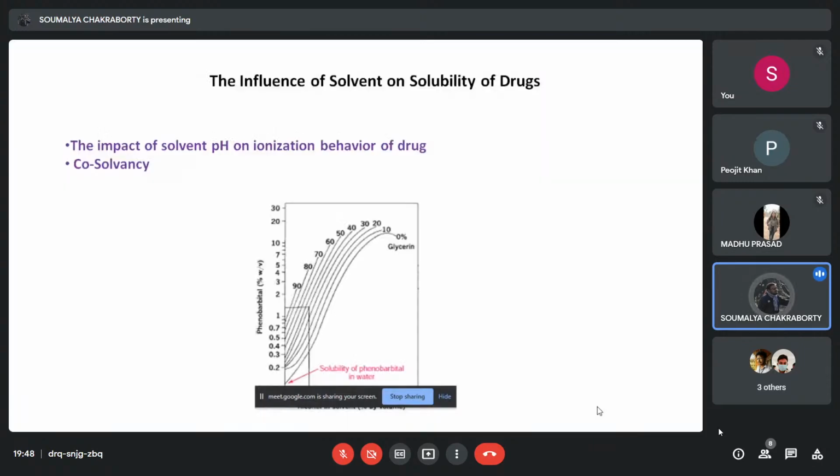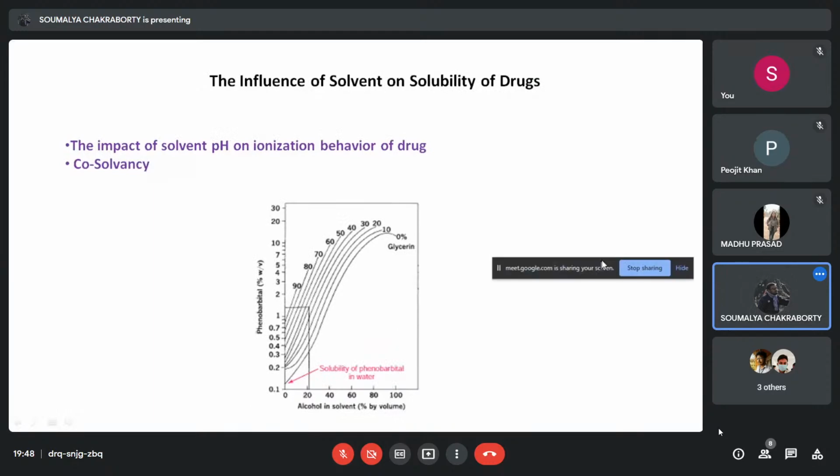Let me enlarge the slide. Here on the x-axis, alcohol in solvent, and this is the phenobarbital concentration. This is an example of co-solvents. You can see here, the more we increase the solvent composition, alcohol, the more is the solubility of phenobarbital. So this is the impact of co-solvency.